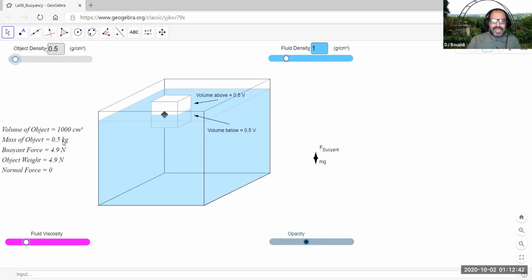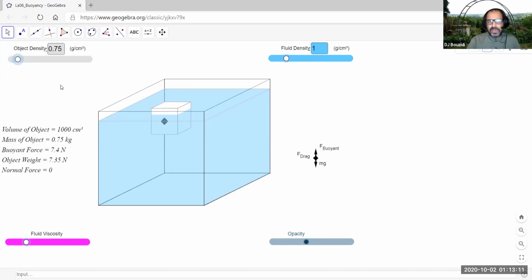The volume is fixed at 1,000 cubic centimeters. So if you know the density is 0.5, all you have to do is take 0.5 times 1,000, you're going to find 500 grams. That is the mass, okay? So how to calculate this is very simple. Every time you change the density, multiply it by 1,000. You find it in grams.